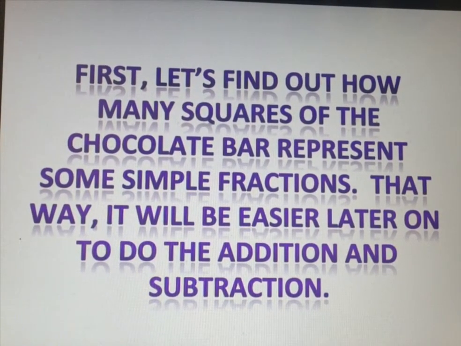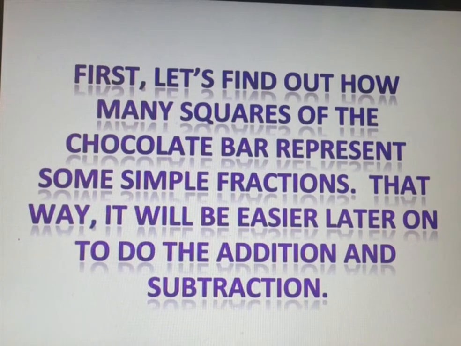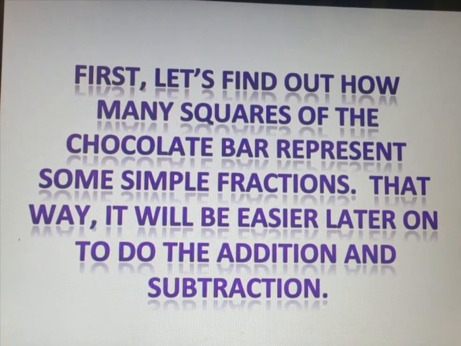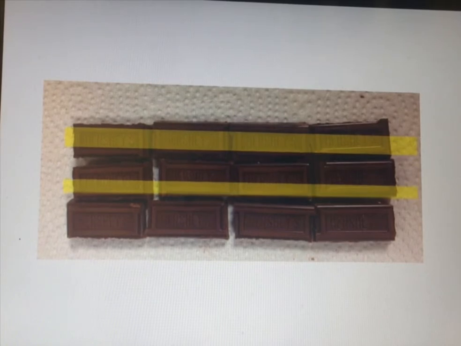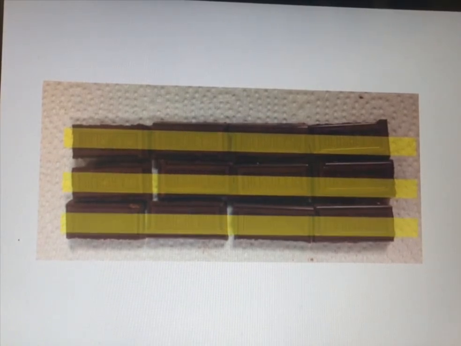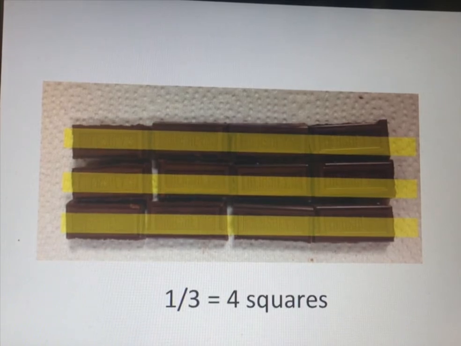First, let's find out how many squares of the chocolate bar represent some simple fractions. That way, it will be easier later on to do the addition and subtraction. If you take a chocolate bar and break it up into 3 equal pieces, each piece has 4 squares of chocolate. This means that 1/3 of the chocolate bar has 4 squares.